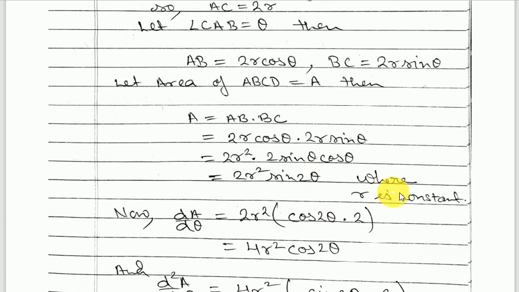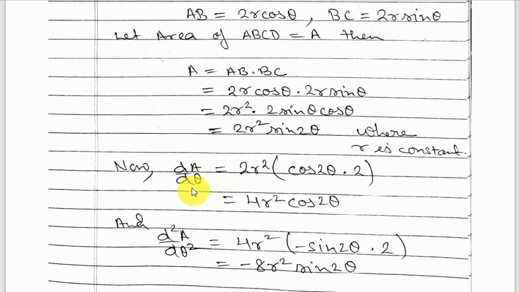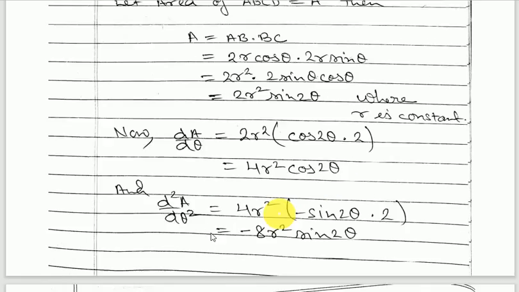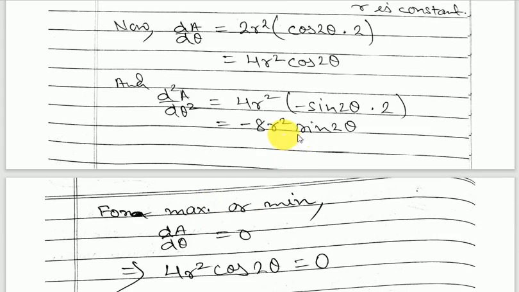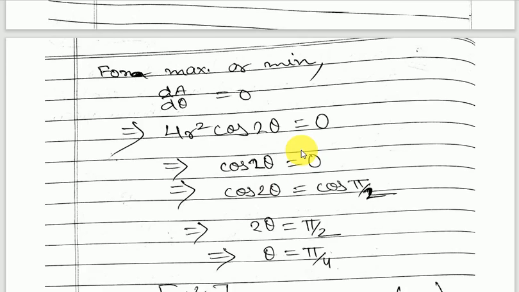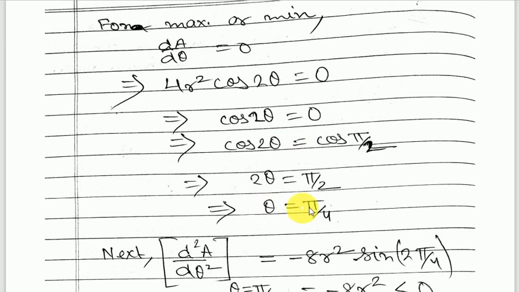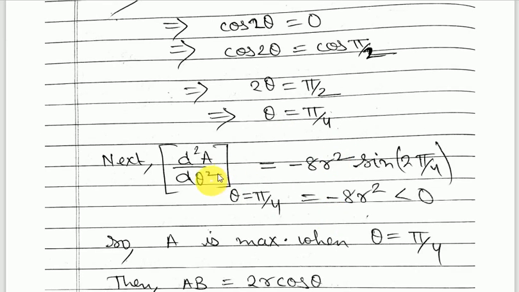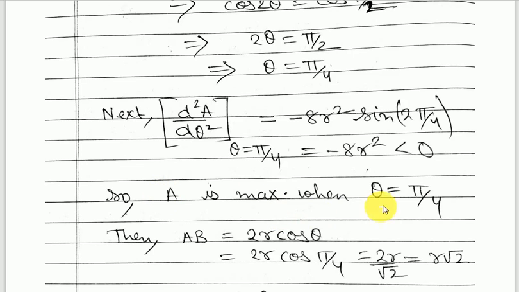Here r is constant. So find the first derivative: you get 4r square into cos 2 theta. Then find the second derivative: you get minus 8r square into sin 2 theta. For maximum and minimum, the first derivative should be equal to 0, so put it equal to 0 and simplify. Then you get theta equal to pi by 4. Now find the second derivative for theta equal to pi by 4, and you get minus 8r square, which is less than 0. That means area will be maximum when theta is equal to pi by 4.